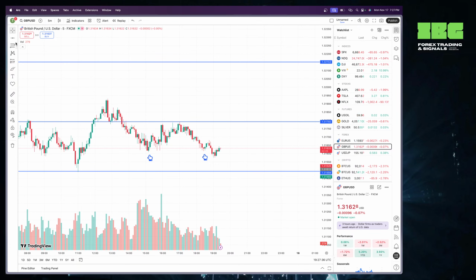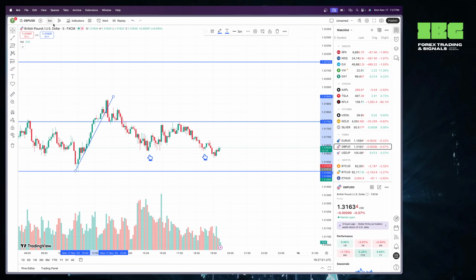What do I mean by clear direction? Let me show you a clear direction. You see from here to here, this is a clear direction of where the market is going. It just looks like the market is going in an upward direction, right?